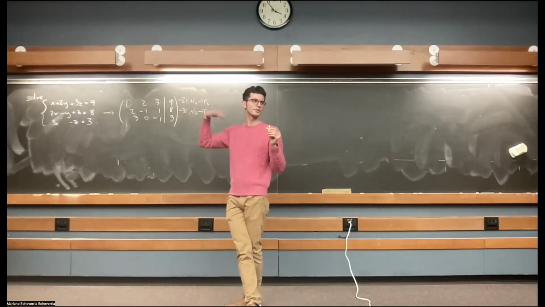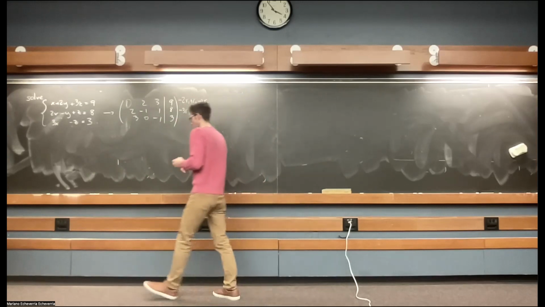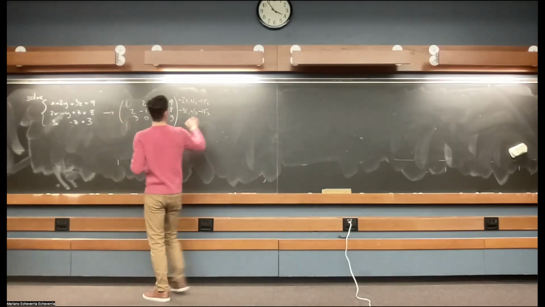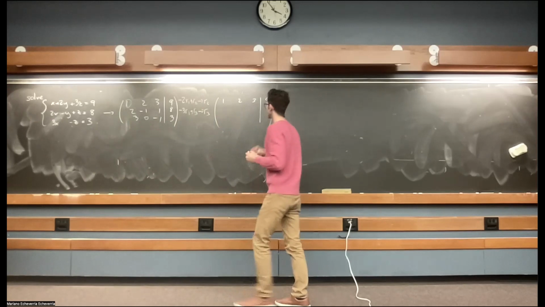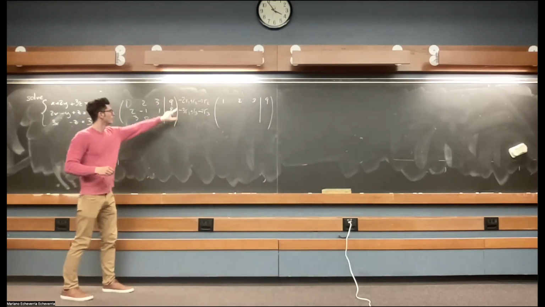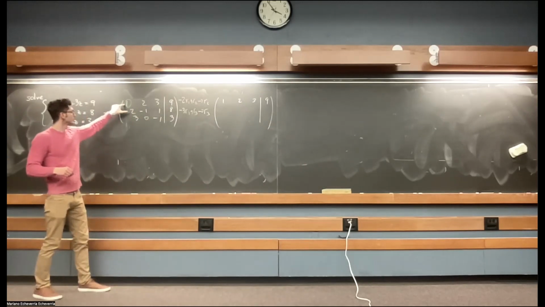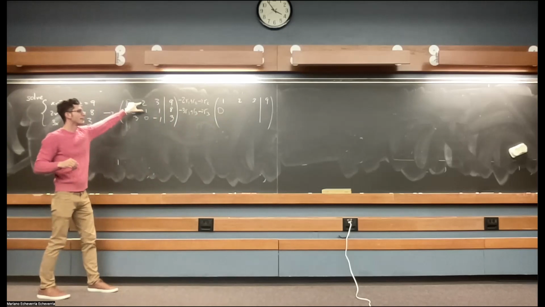One is going to be happening to row 2, the other is going to be happening to row 3. They have nothing to do with one another, so you can do the 2 operations at the same time. So if you do this, just to go a little bit faster, you get 1, 2, 3, 9. Nothing happened to the first row. And then, minus 2 plus 2 becomes a 0. Minus 2 becomes, this is -4 now.